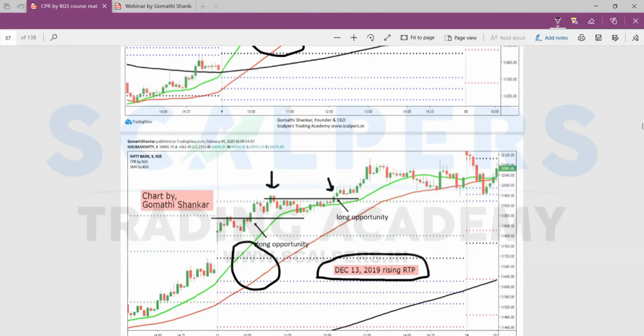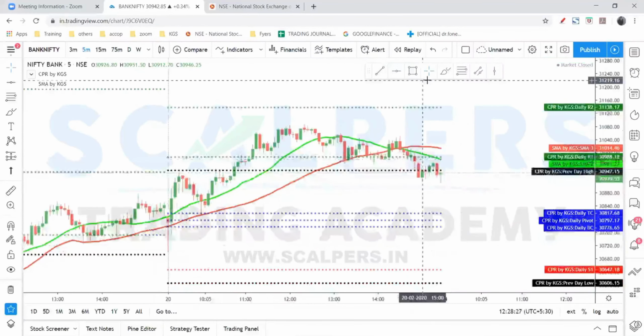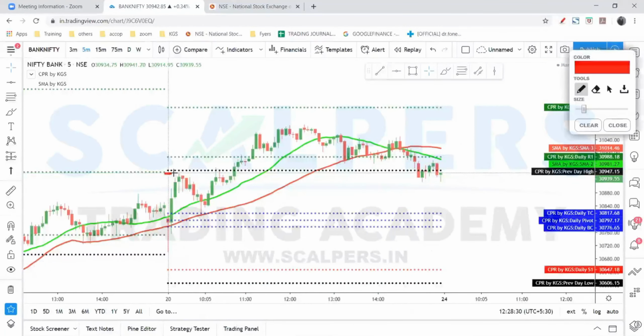If you have any doubts in RTP, please ask me now. I will reply to selected questions. If I am not replying to your question, then it means your question is very simple. Do you understand rising RTP and falling RTP? You can apply this to stocks also. In equity cash, you can practice with 10 shares or 20 shares.